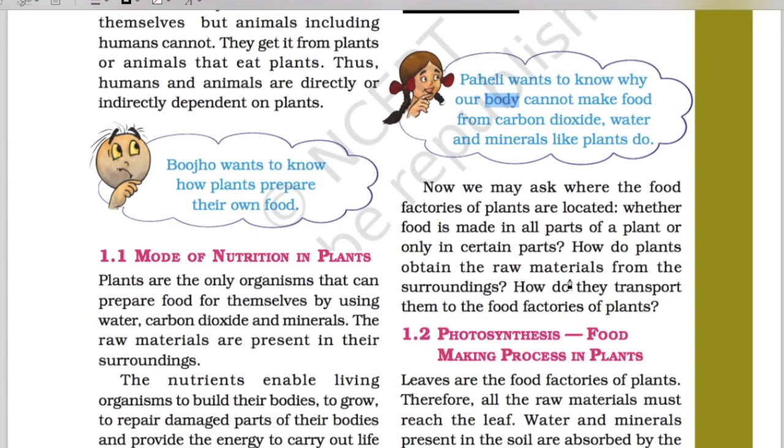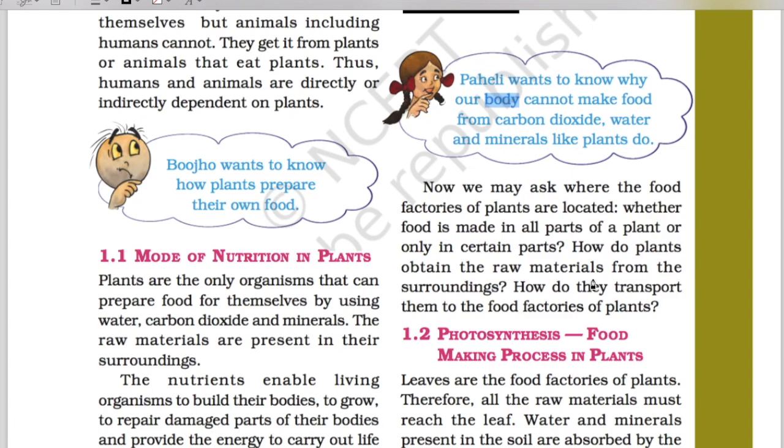What is meant by raw material? Just like to prepare our food, we need some components. Take an example of rice. To prepare boiled rice, we need raw rice and some water. Then we will boil that rice and we will be able to obtain the boiled rice. Just like that, plants also need some raw materials to prepare their food.